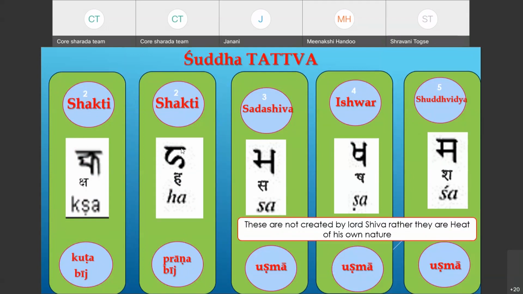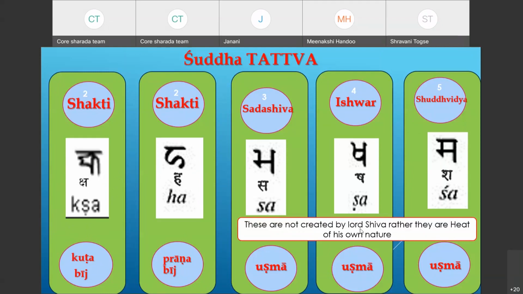I also spoke about that Ha is nothing but the Shakti. Ha is Shakti, and this is also Shakti. Ksha is also Shakti. In fact, this is a stronger Shakti, more feminine. This Ha is also called Kuta Bija, and this is called Prana Bija.